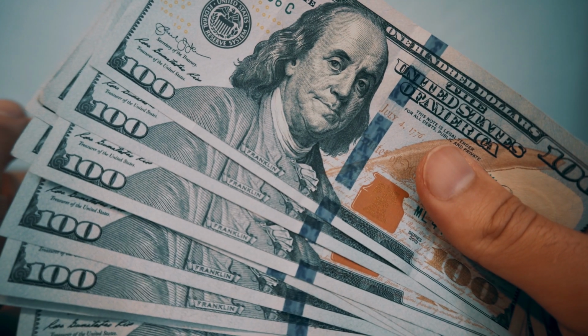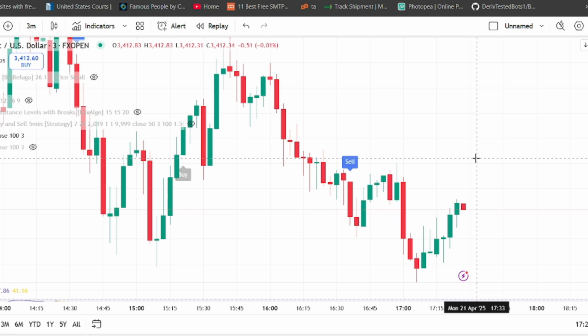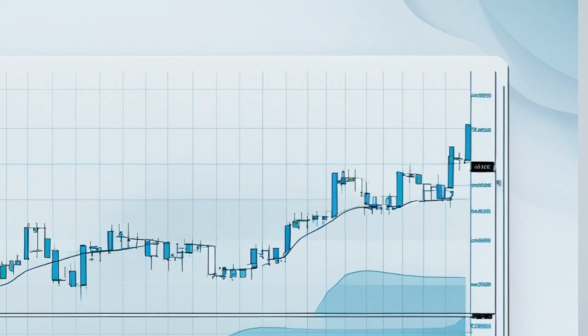This is where the range filter comes in. It's designed specifically to eliminate the low-quality signals, the tiny price wiggles that don't matter, and only highlight movements that break a meaningful threshold. In short, it's a noise filter. And if you've never used one before, this might be the edge you've been looking for.